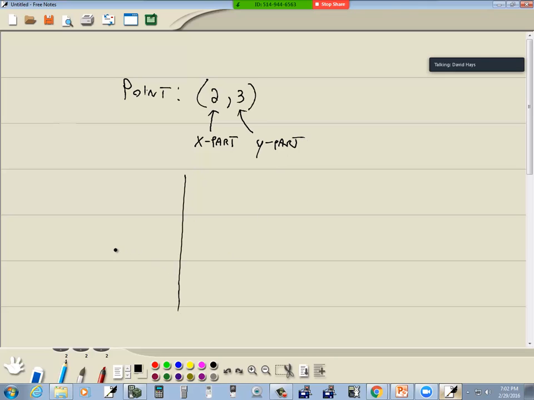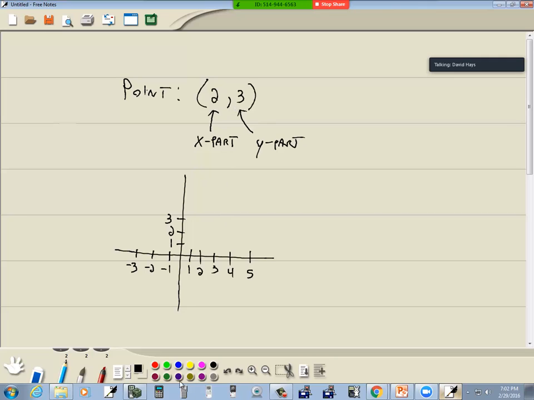So if we were to go and plot points, here's our x-axis. We got 1, 2, 3, 4, 5, and so on. As I go this direction, it's -1, -2, -3, and so on. And then as we go up, it's positive. So we've got 1, 2, and 3.